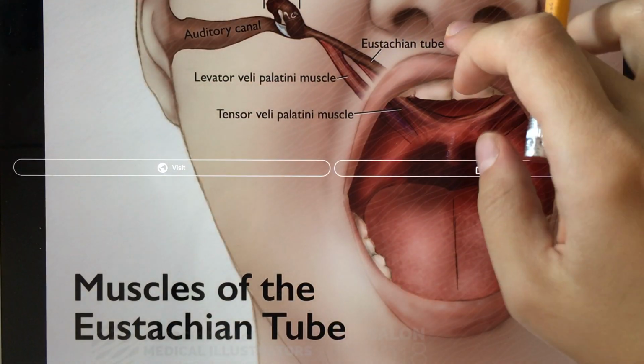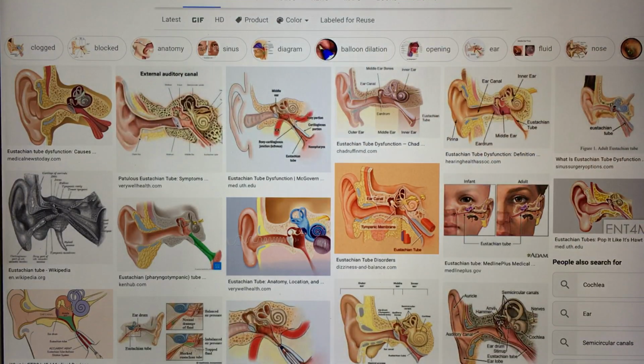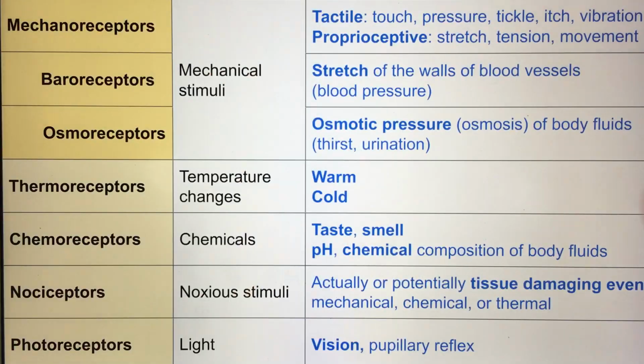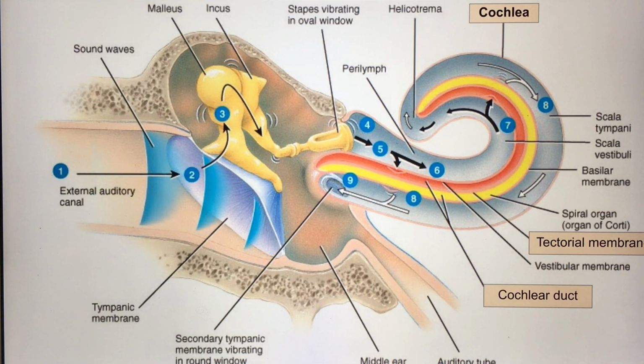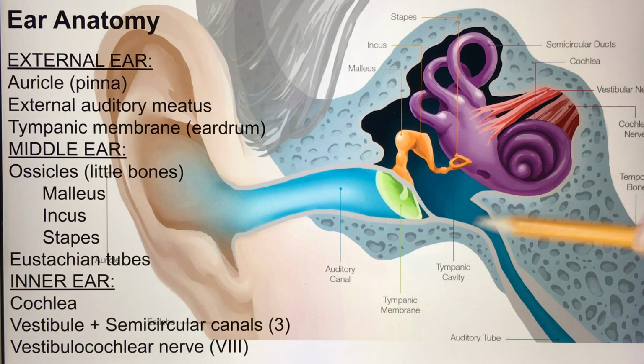Okay. So how do I go back to my presentation? So where is that presentation? Special senses. Okay, so eustachian tube.